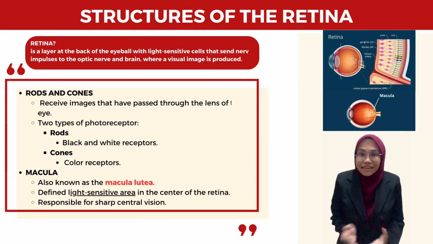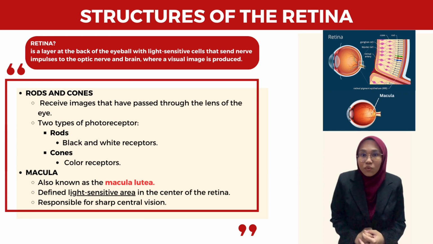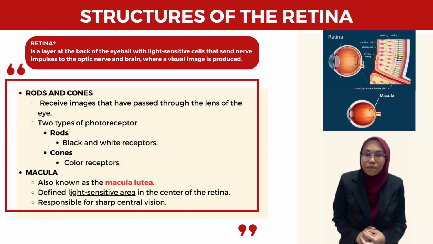Thank you, Nadhirah. Next, let's take a look at the retina, which is a layer at the back of the eyeball with light-sensitive cells that send nerve impulses to the optic nerve and brain, where a visual image is produced. There are 5 structures of the retina, which are, first, the rods and cones, which receive images that have passed through the lens of the eye.